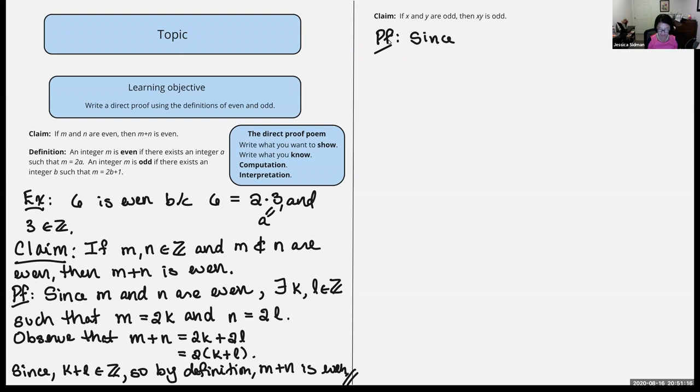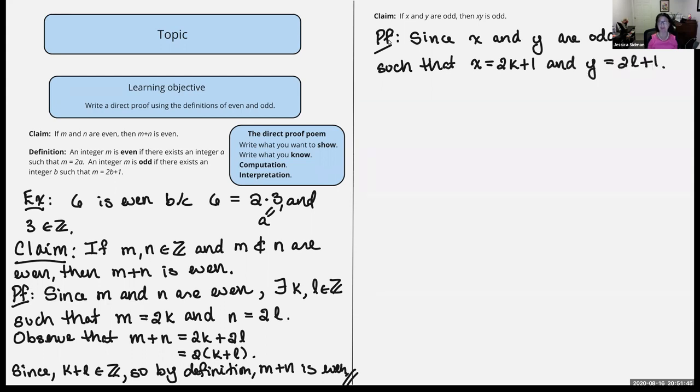Since x and y are odd, there exist integers k and l such that x equals 2k plus 1 and y equals 2l plus 1.